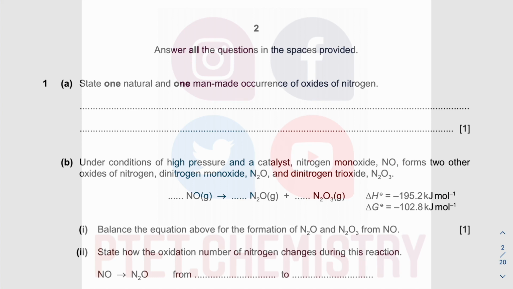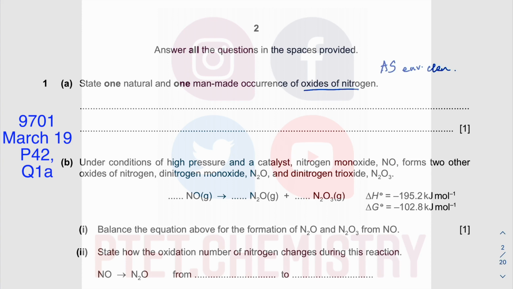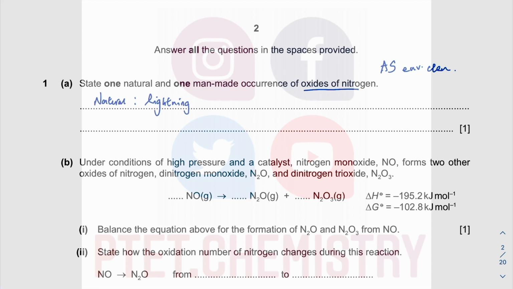So this is about oxides of nitrogen. So this overlaps with AS environmental chem. That is as part of nitrogen and sulfur chemistry under inorganic chemistry. So we know that we can get oxides of nitrogen when the nitrogen in the atmosphere undergoes reactions when you get a lightning, because that is a sufficient amount of energy to break apart the nitrogen-nitrogen triple bond and therefore allowing the nitrogen in the atmosphere, where you have about 78-79% of it, to undergo a reaction with the oxygen in the atmosphere.